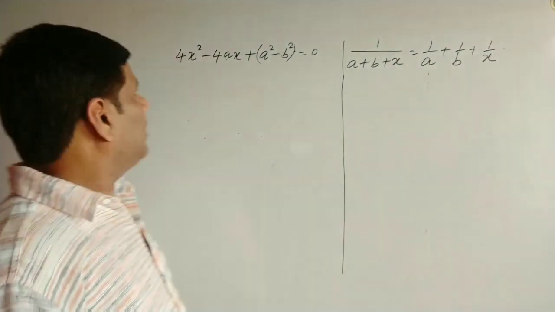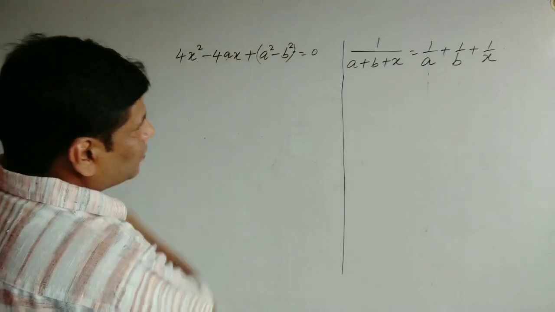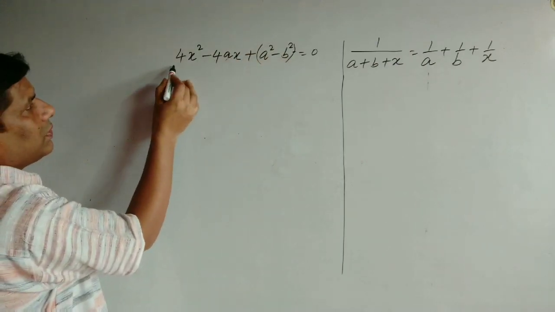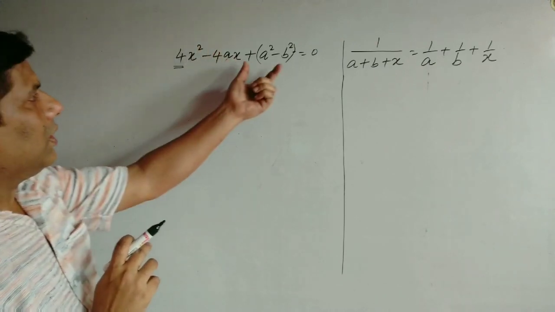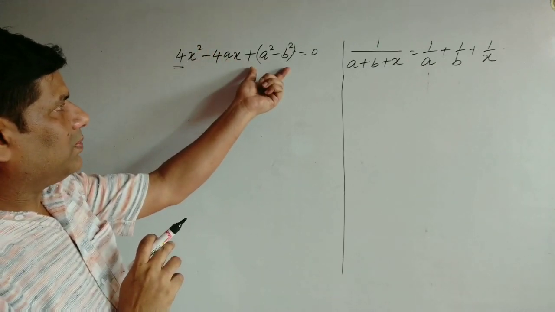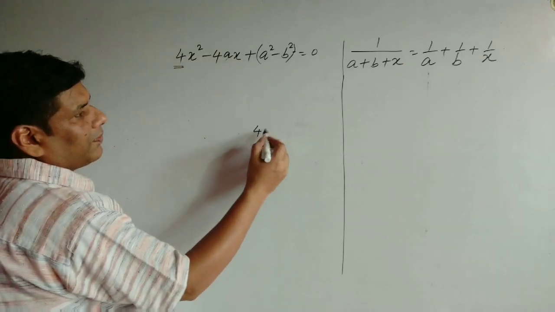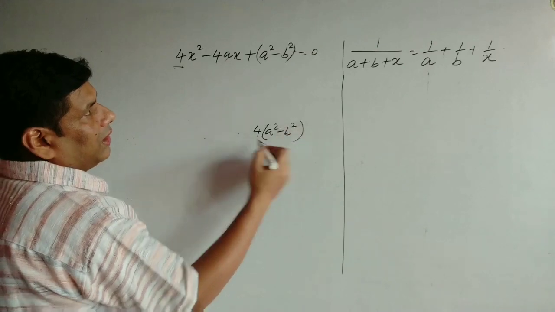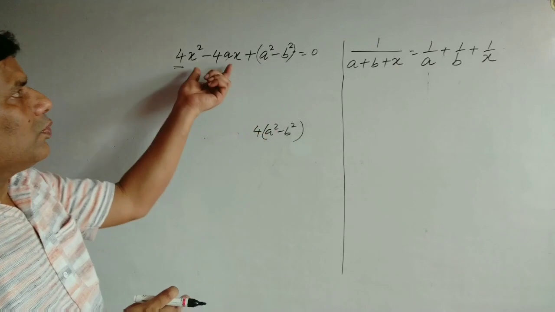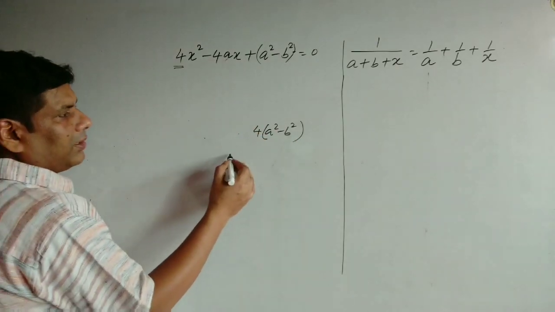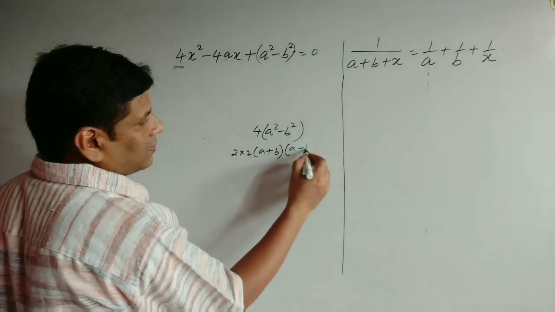Moving to the next question, we have 4x square minus 4ax plus a square minus b square equals 0. So first we will see what is in place of a, 4, and what is in place of c, it is a square minus b square. So first we will split this one, 4 times (a square minus b square). So splitting it in two terms, we will write 2 into 2a plus b into a minus b.